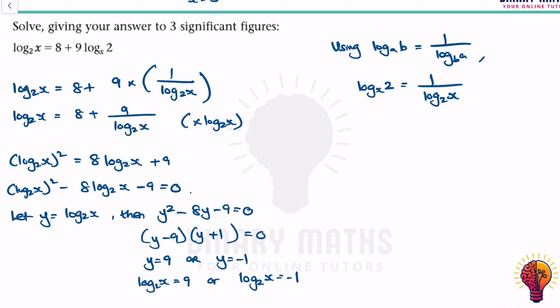If I apply 2 to the power of, I get rid of log base 2, so x must be equal to 2 to the power of 9 or x must be equal to 2 to the power of minus 1. If I put 2 to the power of 9 into my calculator, I get 512. And if I put 2 to the minus 1 into my calculator, I'll get obviously a half. So those are my solutions. These will both work as x is greater than 0 in both cases.